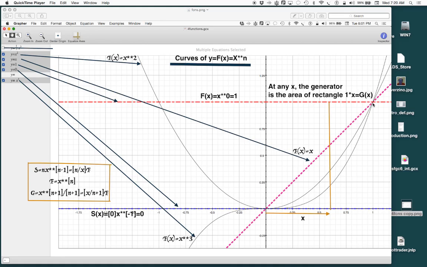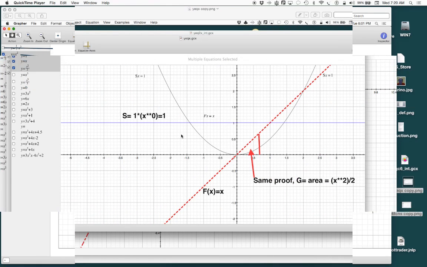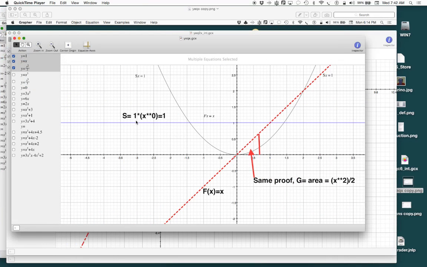So now we'll start to look at some individual curves. This shows that the slope is 1, because this is of the form y equals mx plus b, where m is 1 and this b is 0. So the slope is 1. And the generator function is x squared over 2.